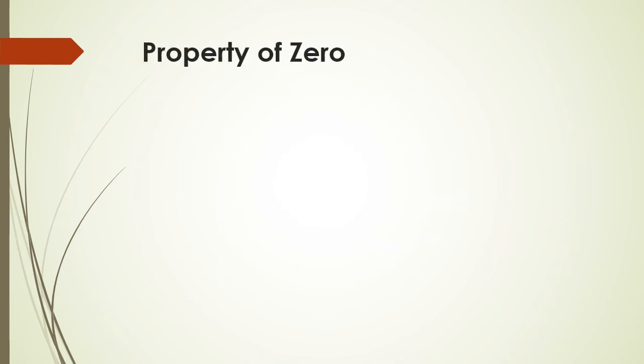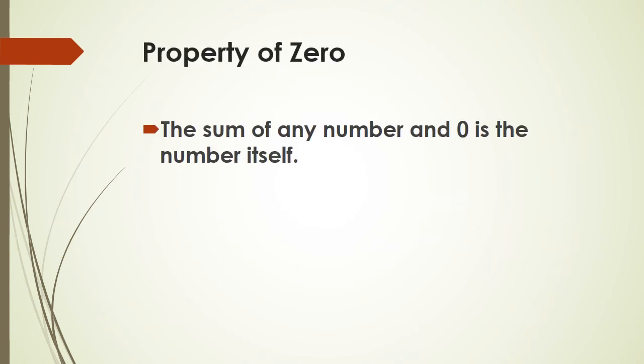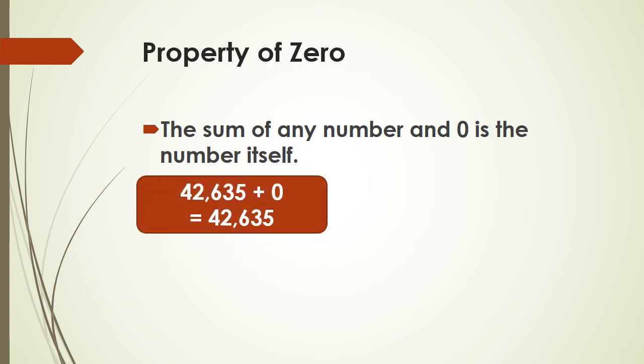Next, property of 0. The sum of any number and 0 is the number itself. So what do you understand from this? When you add any number to 0, you will get the same number. Let's take an example. 42,635 plus 0 is equal to 42,635. The same number you will get.